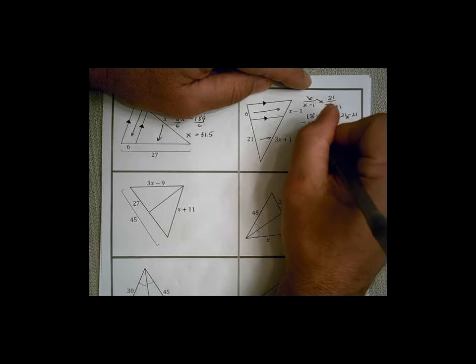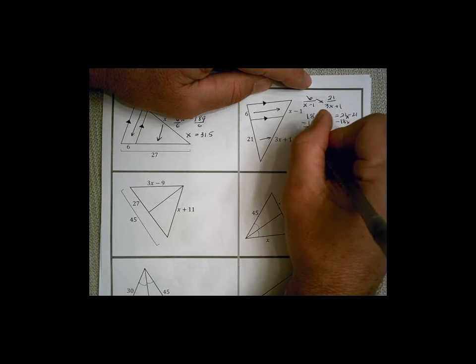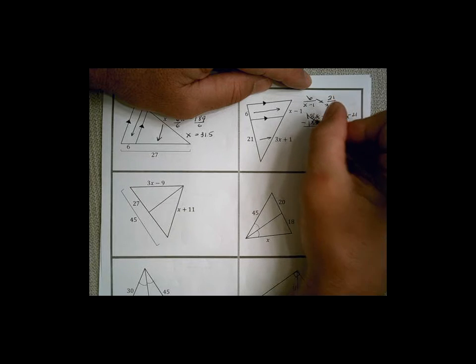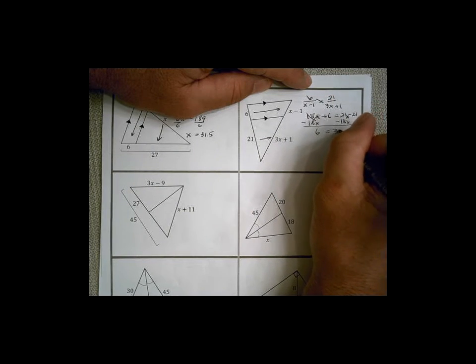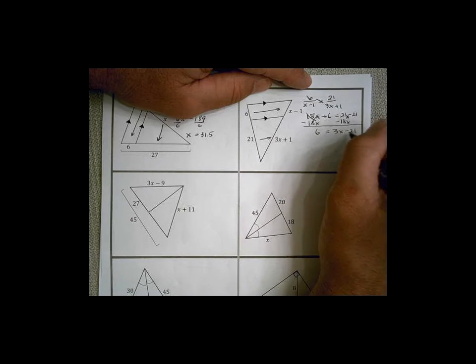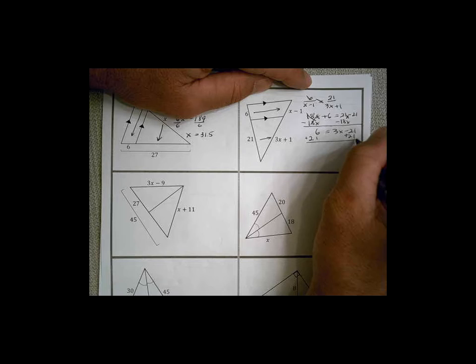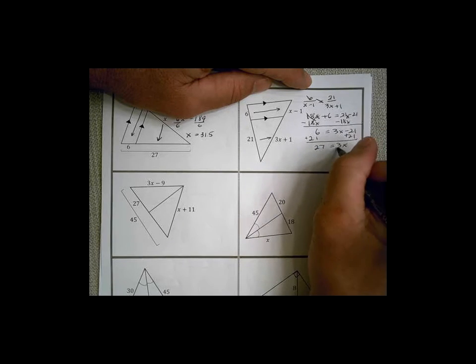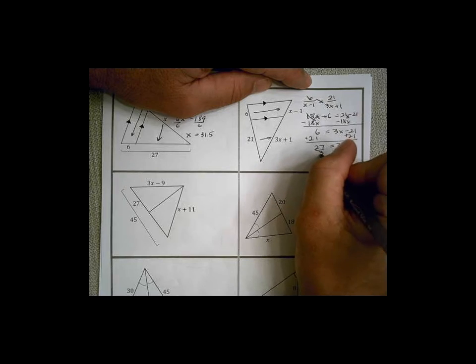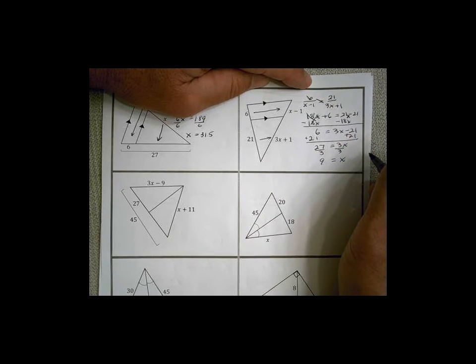So I'm going to subtract 18x from both sides. If you always subtract the smaller variable, you'll always get positive. So we get 6 equals 21 minus 18 is 3x minus 21. We add 21 to both sides, and I get 27 equals 3x. Divide both sides by 3, and we get x equals 9. Okay?